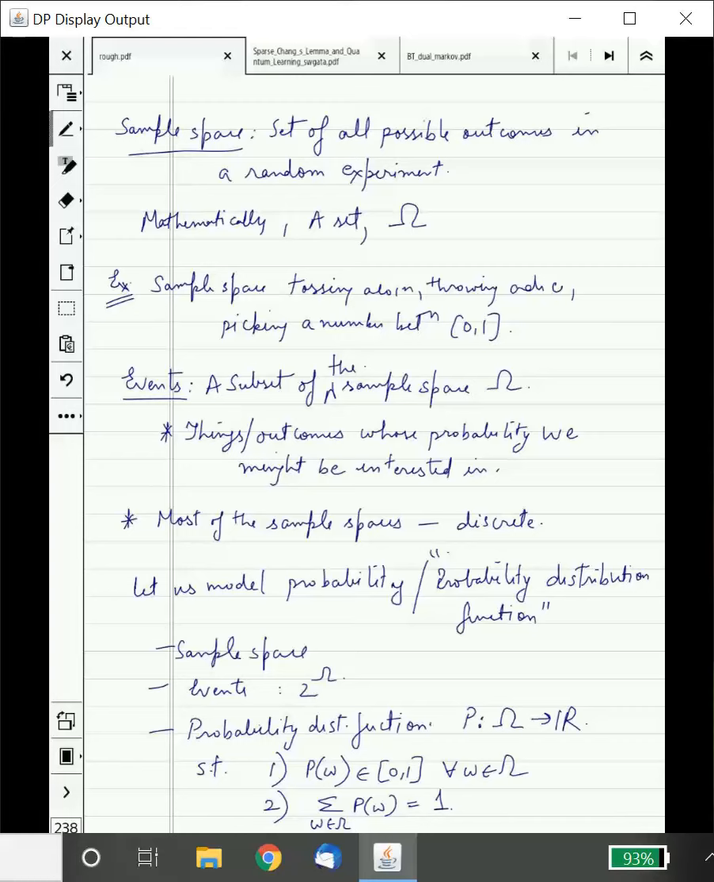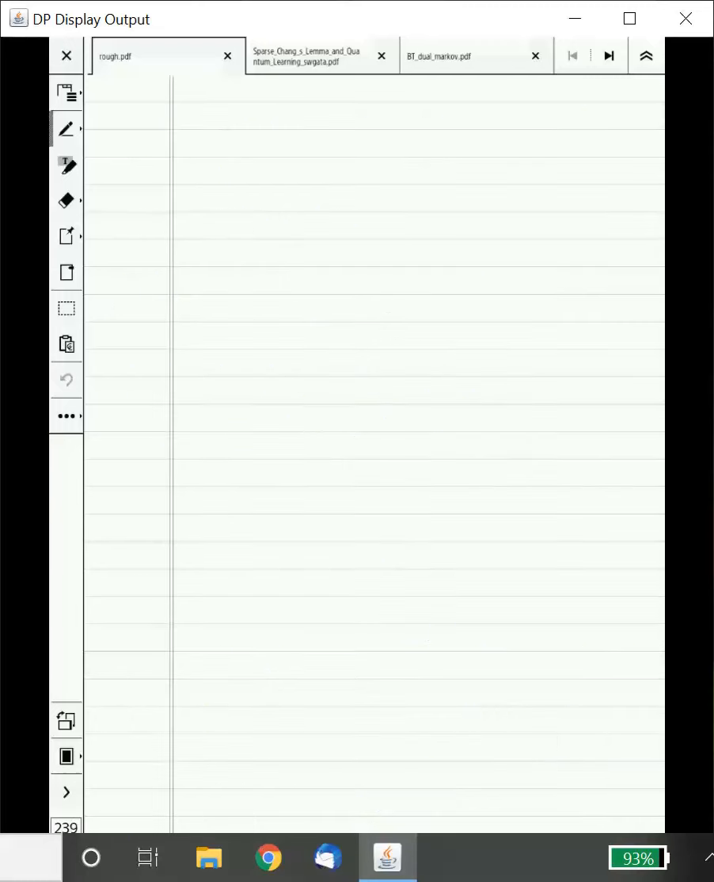So remember, to model, we need the sample space of the experiment, then the events, which are all possible subsets of that sample space, and then we talk about the probability distribution function, which is a function from omega to the real numbers which satisfies these two properties. This is a complete model of a probability experiment. To start, you can think of an example. Suppose we toss two coins, or let's change it. We toss a coin twice.